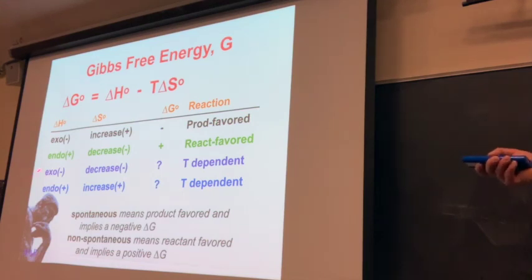Notice if you have both negative delta H and delta S, or both positive delta H and delta S, that's when you're going to get into temperature-dependent conditions. And we'll talk about how you can figure out the temperature at which it goes from not happening to happening, or vice versa. Questions?